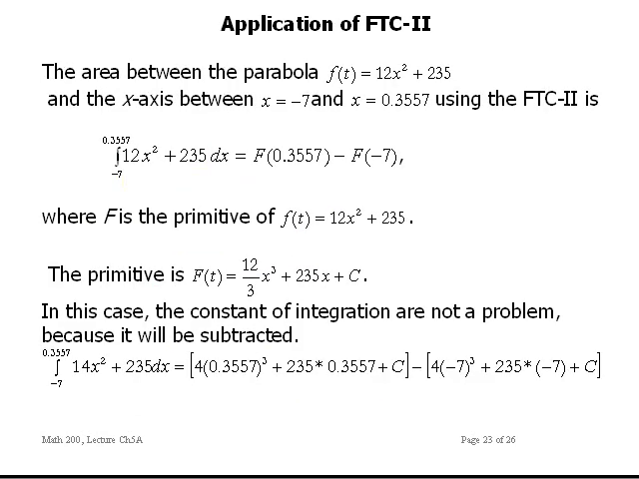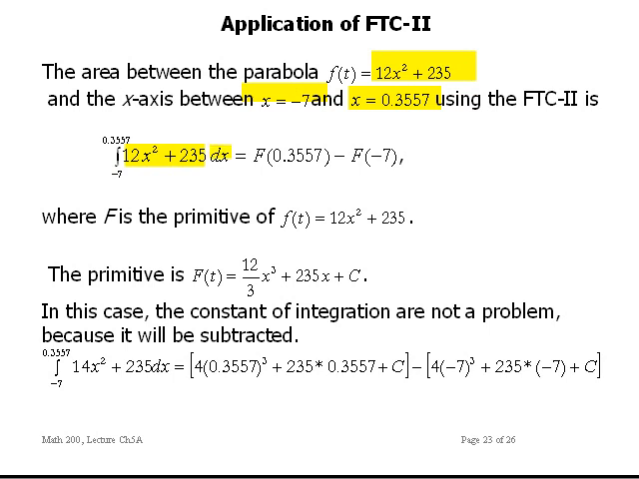So now we're going to apply this idea, but with no application associated with it. Let's just say we have a parabola, and the parabola is 12x squared plus 235. And we want to find the area between the parabola and the x-axis between x equals minus 7 and x equals some strange number, 0.3357. Okay, how can I do this? Well, let me make a statement of what I'm doing. This is my function. I'm trying to integrate it because I want to find the area between it and the x-axis.